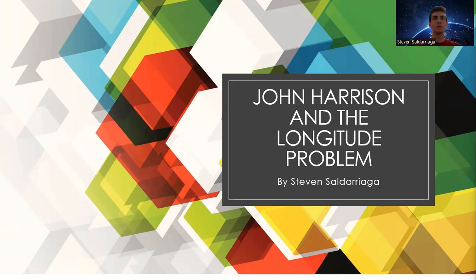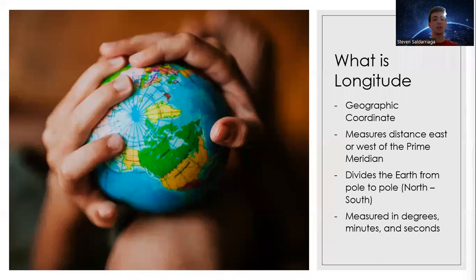I will be talking about what I believe to be one of the more significant moments in oceanography history, that being John Harrison and the longitude problem. Now, before continuing, we should really know what longitude is. Essentially, it is a geographic coordinate that helps measure the distance east or west of the prime meridian, which serves as the 0th degree of longitude.